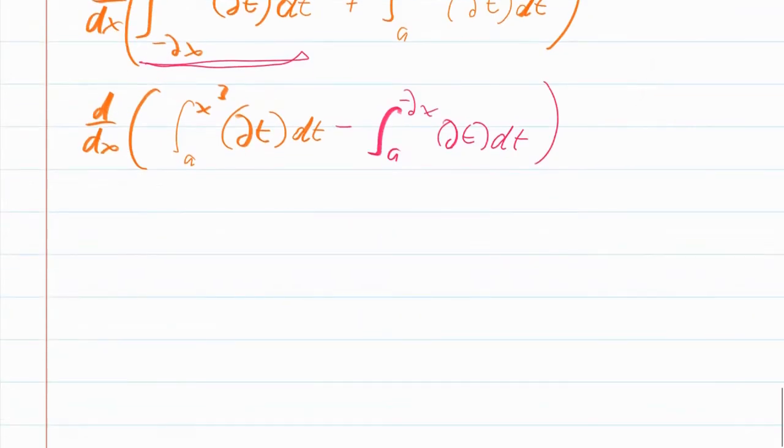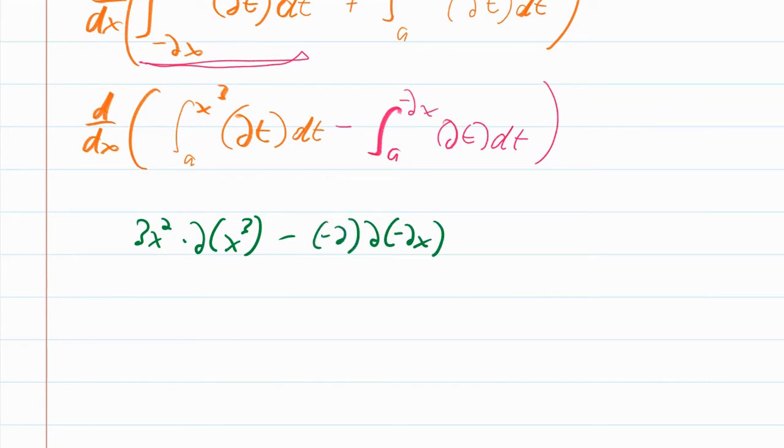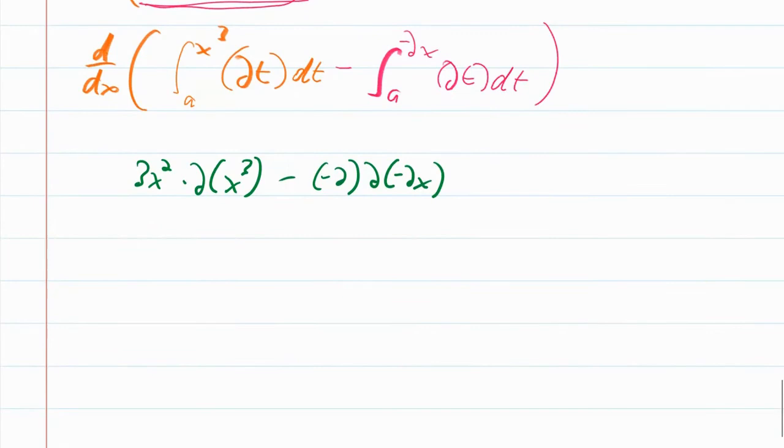Now I'm simply going to substitute the x cubed in, 2 times x cubed, but then times the derivative of x cubed, which is 3x squared, minus, then I'm going to substitute 2 times negative 2x, and then times the derivative of negative 2x, which is another negative 2. So cleaning all this up, I'm actually going to get 6x to the 5th minus 8x.